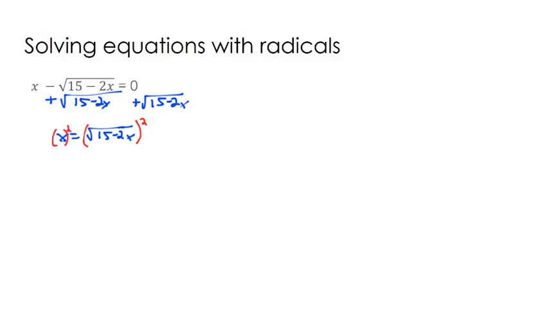Anything I do to one side, I do to the other. So what we now have is x squared on the left side of our equation, and on the right side, since the exponent and the radical are inverse operations, it's just going to leave you with 15 minus 2x. And now you can see that we have a quadratic. Once I rearrange my equation and set it equal to 0, you could solve this using whatever method you want. I'm going to solve with factoring.